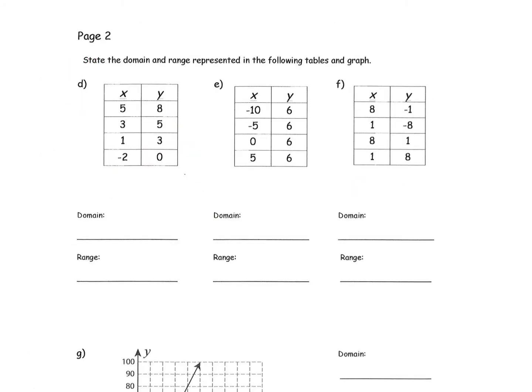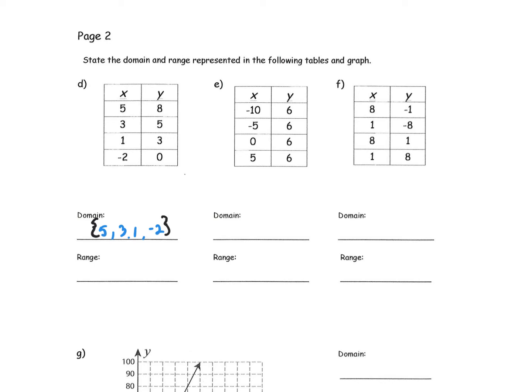And we're on to page 2. So this says state the domain and range represented in the following tables and graphs. And tables are so much easier to work with because the domain and range members are all gathered up for us. So let's list the domain. And it's already organized for us. We can see that there's nothing that repeats, so we're going to write down every member of the domain and enclose it in that brace.